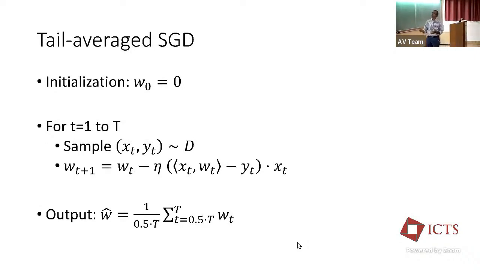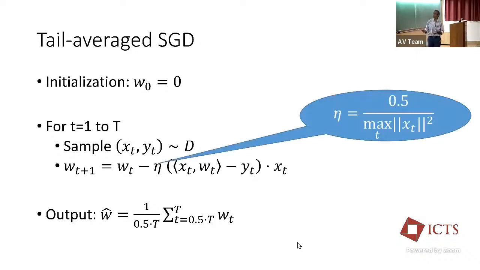SGD. So you start with some initial point W0, which is, let's say, for simplicity, initialized to 0. And then at each time step, you get one data point from the distribution. You run one stochastic gradient descent update with some step size eta. And after running it for, say, t by 2 steps, we will store all the remaining iterates, and we'll just take the tail average of the last t by 2 iterates, and that gives you the final output, right?